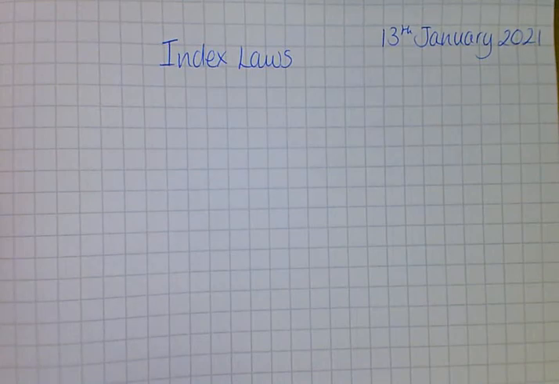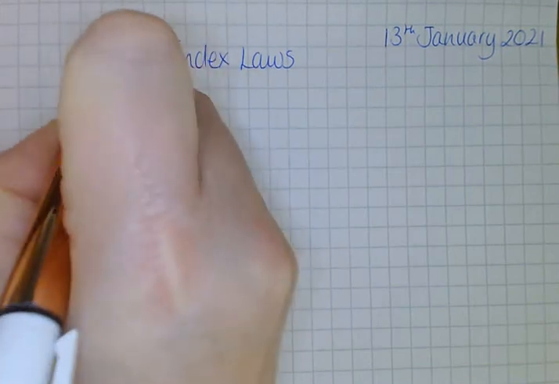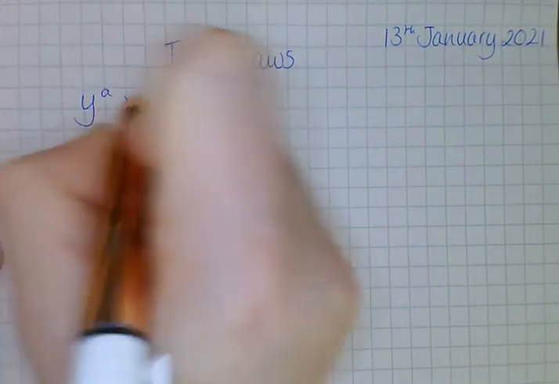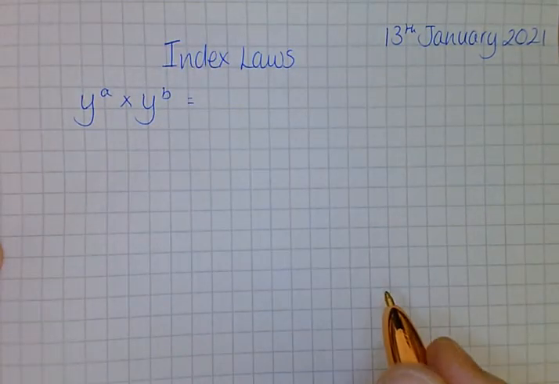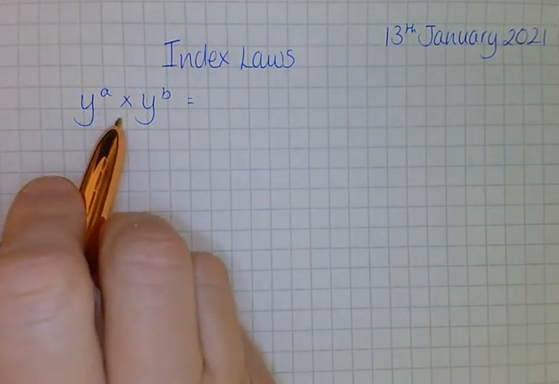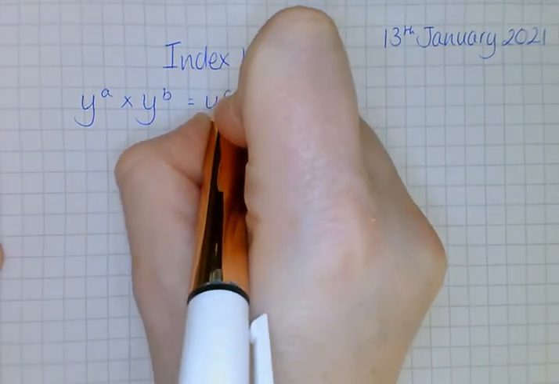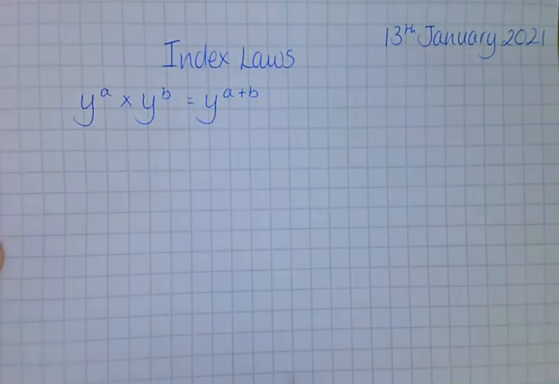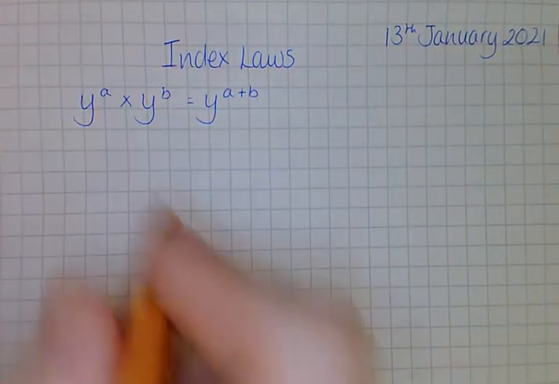And the first index law that we are going to look at today is when we are multiplying. So we might have y to the power of a multiplied by y to the power of b. And some of you might recall here that when we're multiplying, we add the indices. So our answer would be y to the a plus b. So we're going to look at why that happens, why that works.